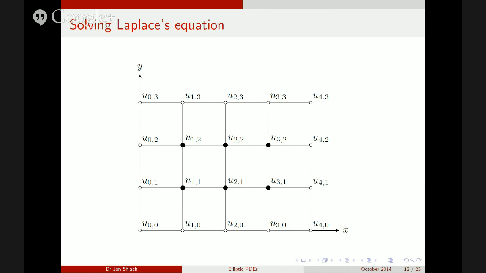So that's what I'm going to solve for. The white nodes are my boundary nodes, and I'm going to use Dirichlet boundary conditions here. The dark nodes are the ones which I'm going to solve for, so I'm only solving for those 6 in the middle.